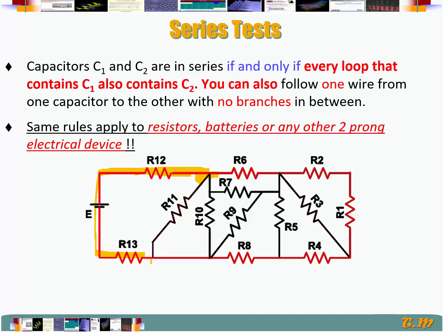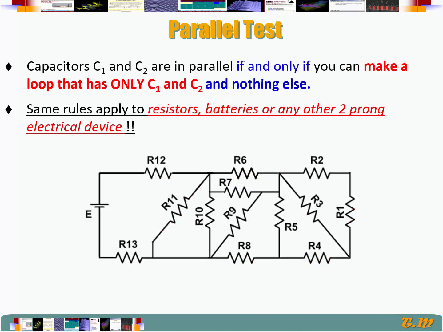Okay, let's look at the test for parallel. The parallel test is a little different. It says if and only if you can make a loop that has only C1 and C2 and nothing else. So we need to find a loop that has both of them and nothing else. For example, here I have 3 resistors. So it's not a loop that has just the 2 of them. Same thing here, R5, R4, and R3. However, this loop includes R11 and R10. So that tells me that R11 and R10 are in parallel.